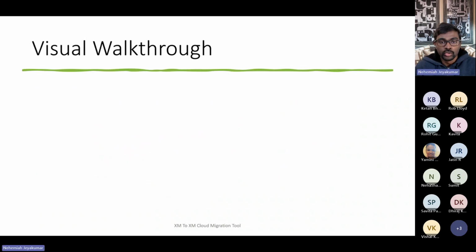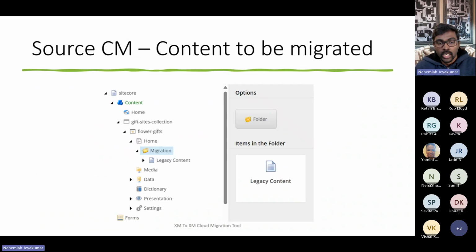Let's have a visual walkthrough of this tool. I have created a simple local Sitecore instance, with around 30,000 sample items under a folder called migration. Let's assume that this is legacy content that we want to migrate to XM Cloud. We will first use the GUI application, and then we will see how we can use the CLI application to automate it as well.